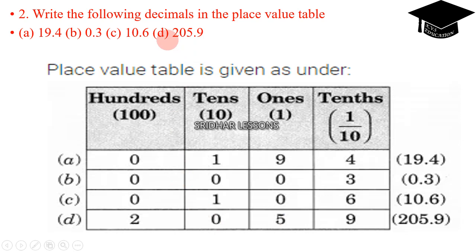Next, for problem D, 205.9, hundreds place 2 is there, tens place 0, ones place 5, and tenths place 9 we have, so that 205.9 can be represented like this using the place values.